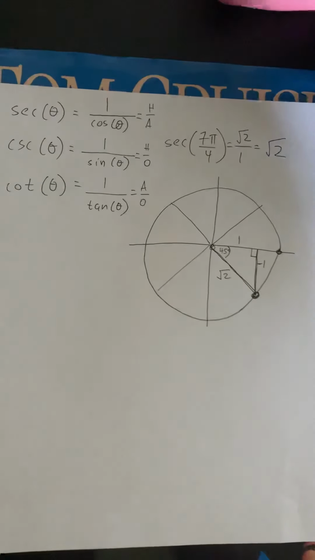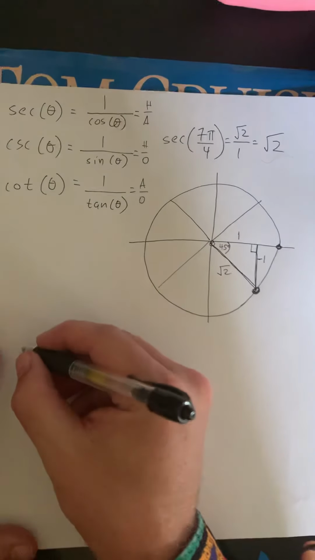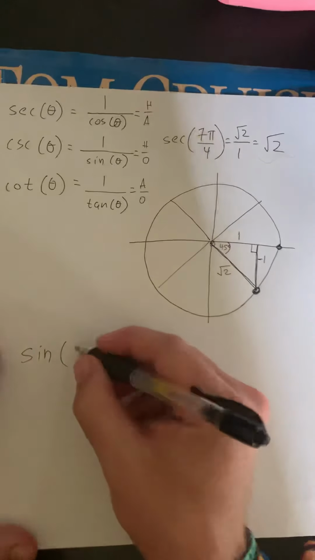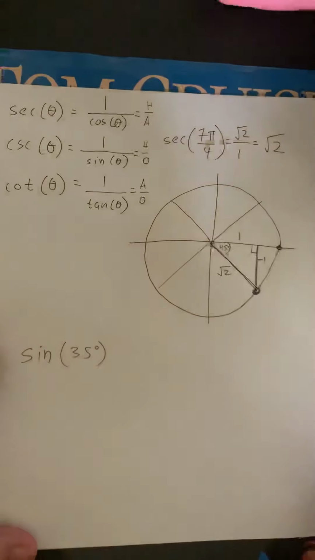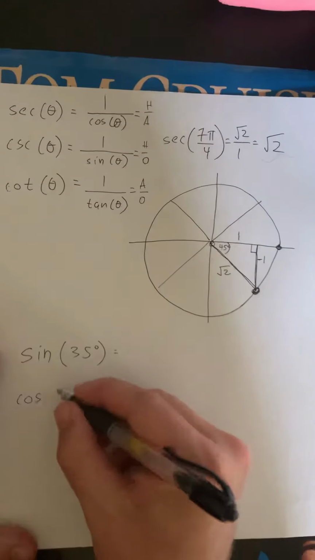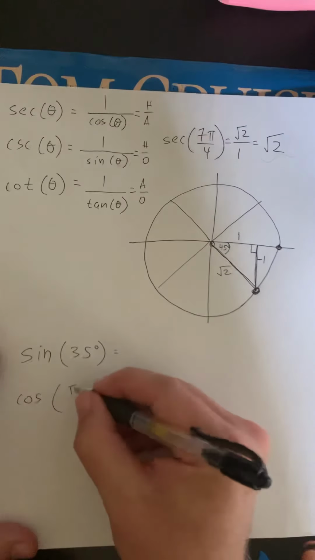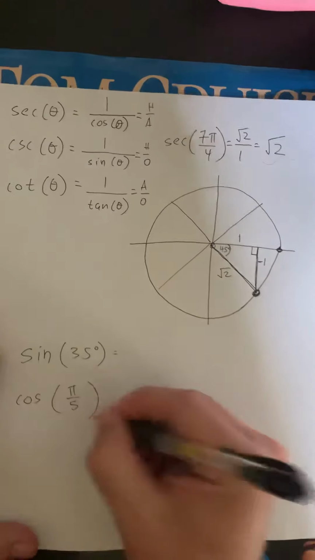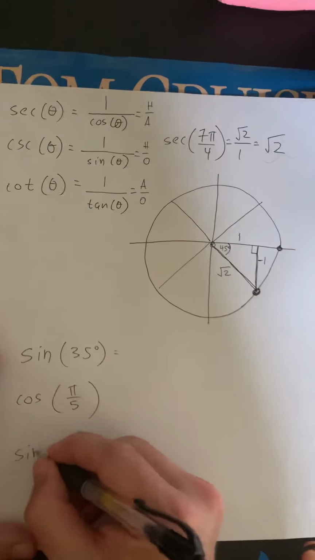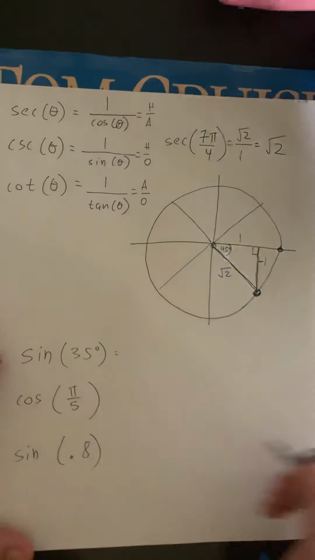Okay. Finally, what if you see an angle that's not divisible by 90, 30, 60, or 45? So I'm just going to pick one up. We're just going to say whatever. Sine of 35 degrees. What about cos of pi over 5? We didn't do that one. What about sine of just 0.8?